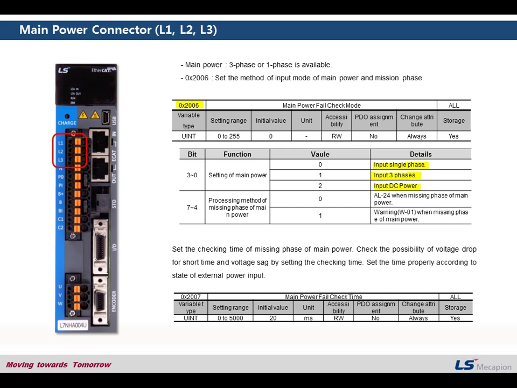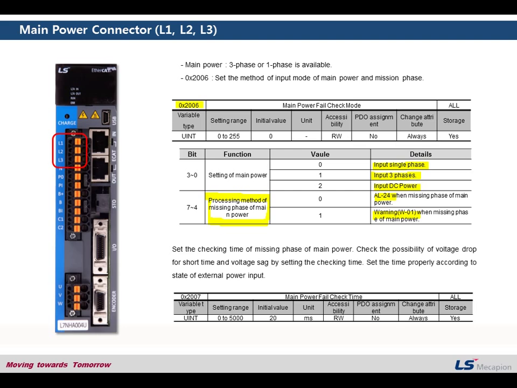And another thing you can set is a processing method of missing phase of main power. You see this function. And when the main power phase is missed, the system operation will be based on this setting value. So alarm 24 is possible, and the warning 1 is also possible.